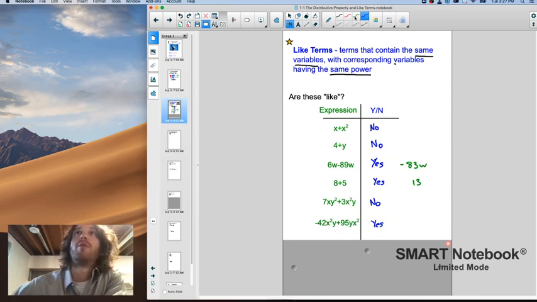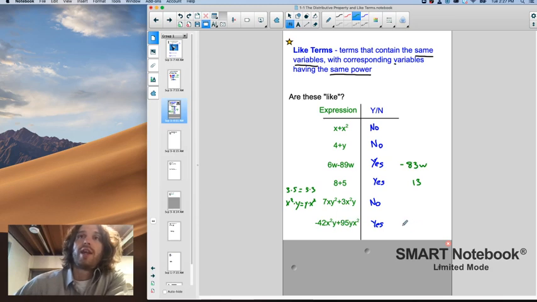Remember the commutative property of multiplication says that 3 times 5 is equal to 5 times 3, right? And that x squared times y is also equal to y times x squared. So we can change the order that the variables are in, and they're still the same.